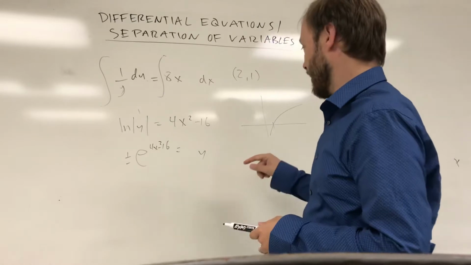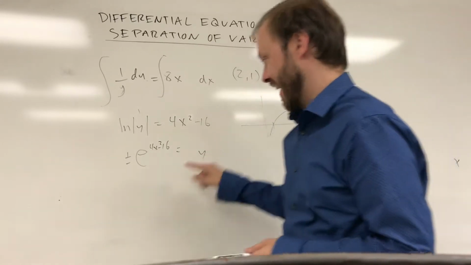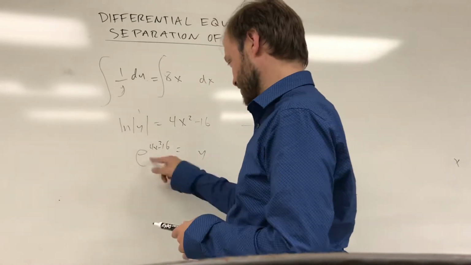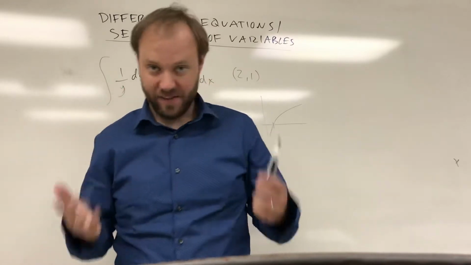If you go back here and look, when I put in an x value of 2, I'm supposed to get back a positive 1 for y. So we don't want plus or minus, we just want the positive one, and we're done, okay? That's all you need to do for this one.